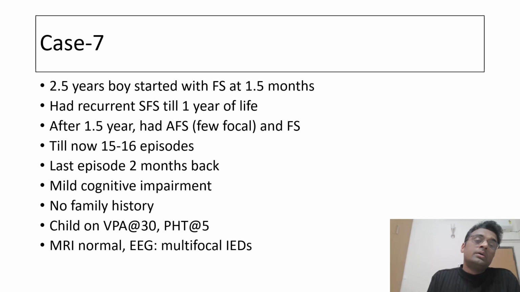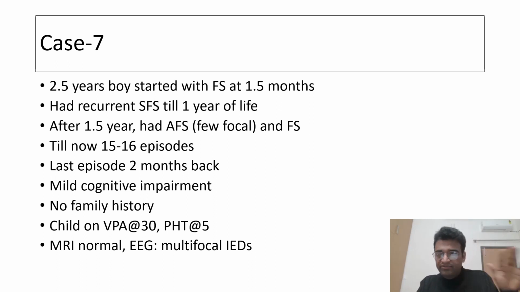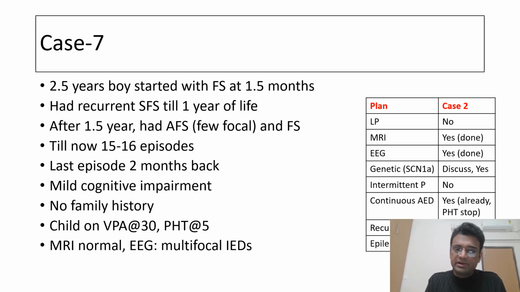Okay, this is another 2.5-year-old boy who started with febrile seizure at 1.5 months, had recurrent simple febrile seizure till 1 year. After that, he had few afebrile seizures also. Now, till now, 14, 15, 16 episodes have happened. Mild cognitive impairment, no family history, child already on valproate and phenytoin. MRI normal, EEG multifocal. Will you investigate? MRI yes, EEG yes, it's already done.